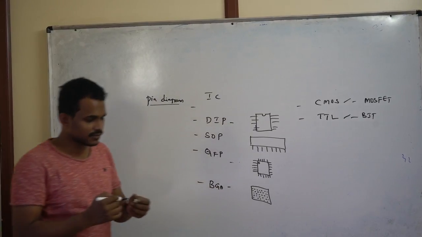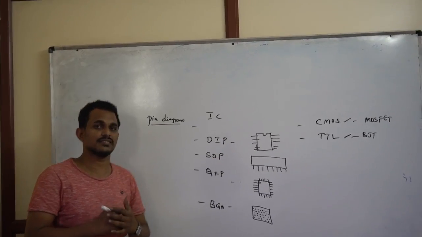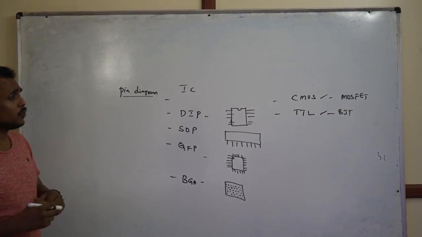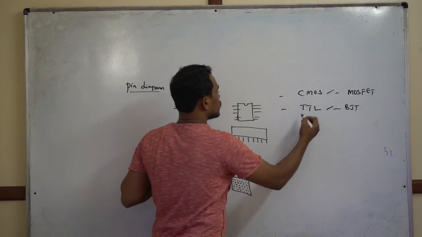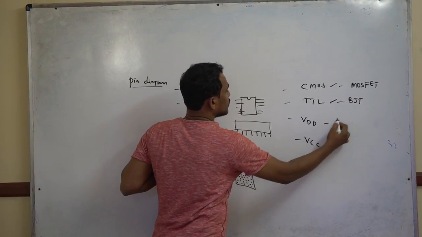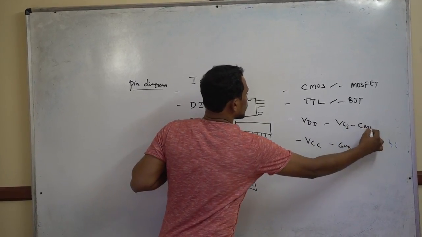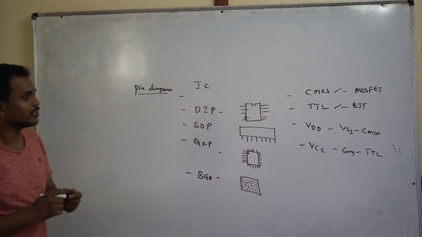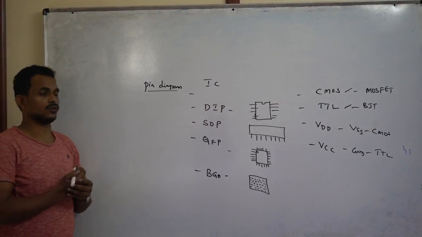BJT stands for bipolar junction transistor, and MOSFET is a field effect transistor, used for IC designs. If you want to know which technology was used for designing the integrated circuits, either BJT or MOSFET, you have line marks like VDD and VSS in the case of CMOS technology, and VCC and ground for TTL technology. So these are the different ways to identify whether a device is designed with CMOS technology or TTL technology.